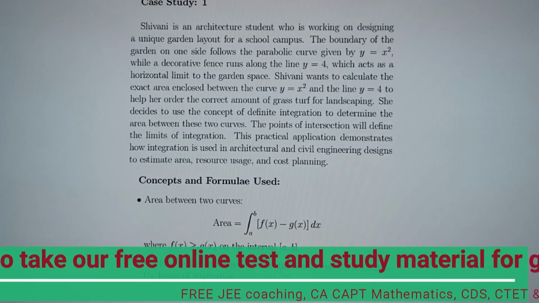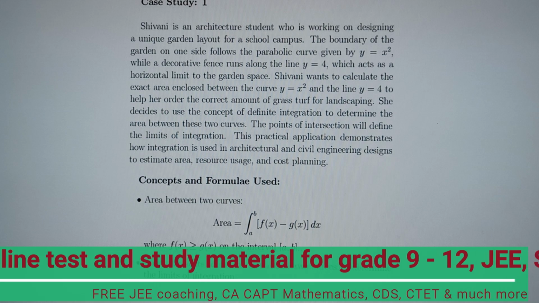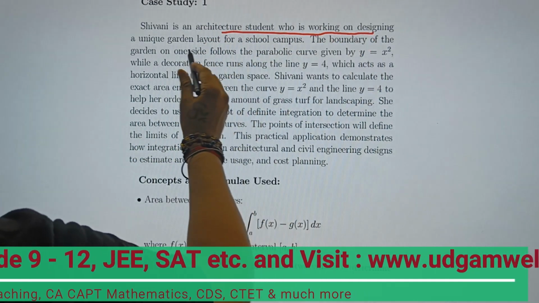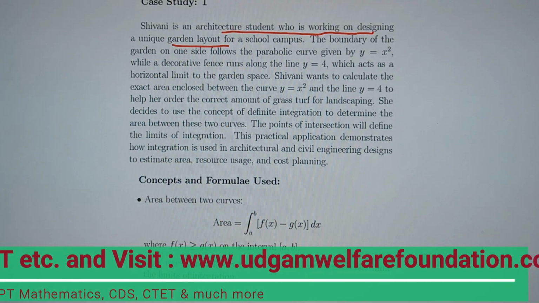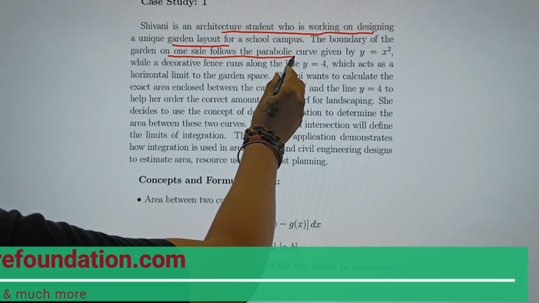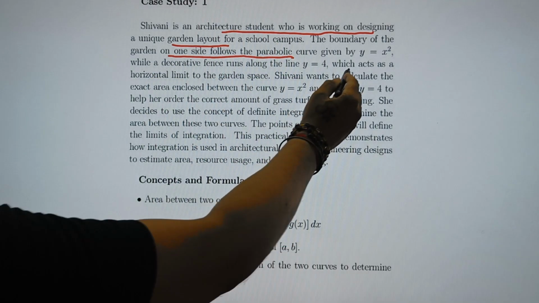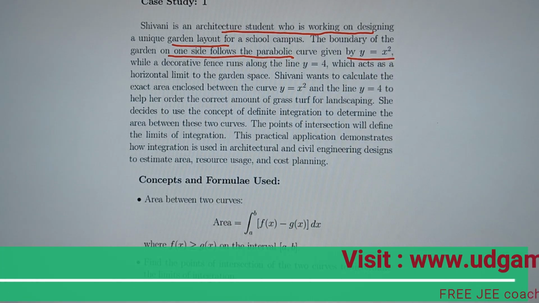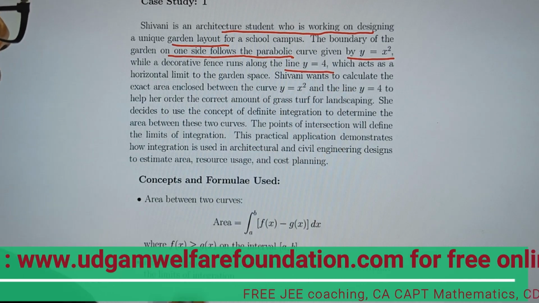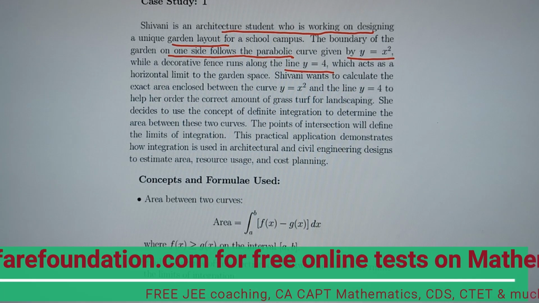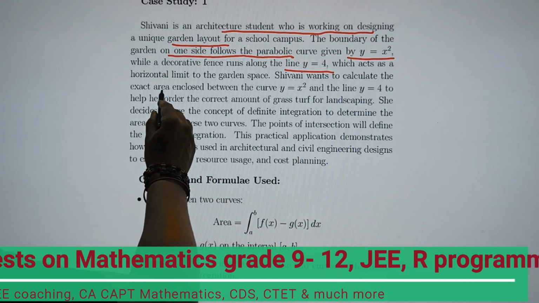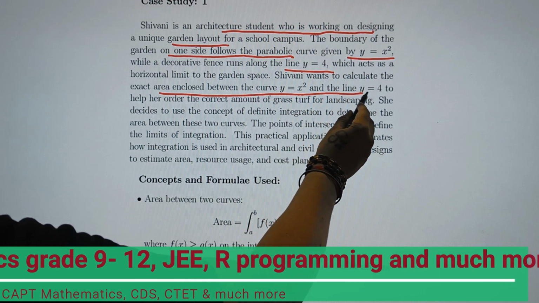So students, here comes our first case study on application of integrals, which states: Shivani is an architecture student who is working on designing a unique garden layout for a school campus. The boundary of the garden on one side follows the parabolic curve given by y equals x square, while a decorative fence runs along the line y equals 4, which acts as a horizontal limit to the garden space. Shivani wants to calculate the exact area enclosed between the curve and the line.